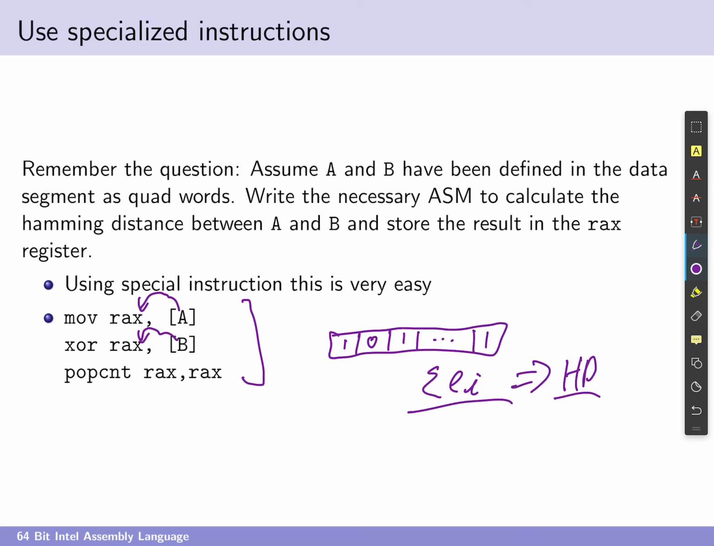Well, we could use a loop like we have done before, or I can simply use this popcount instruction. And what that does is it counts the number of ones in this register and stores the result in this destination register. Now RX will contain the number of ones, and in this case the number of ones is in fact the Hamming distance. Here the knowledge that popcount existed meant that we didn't even need to use a loop.